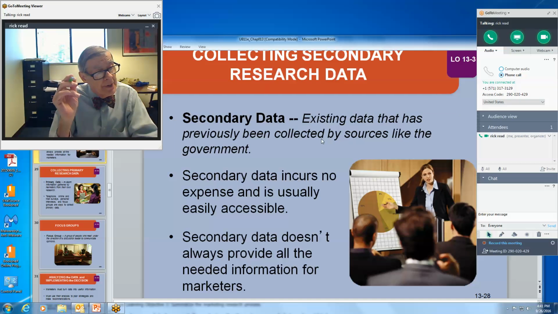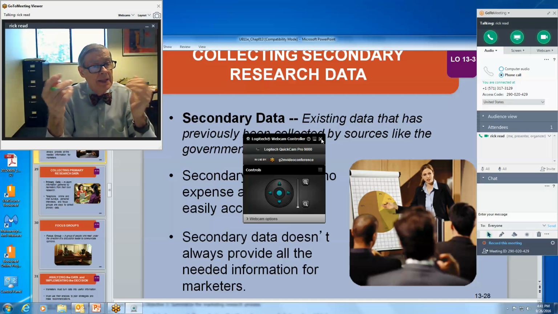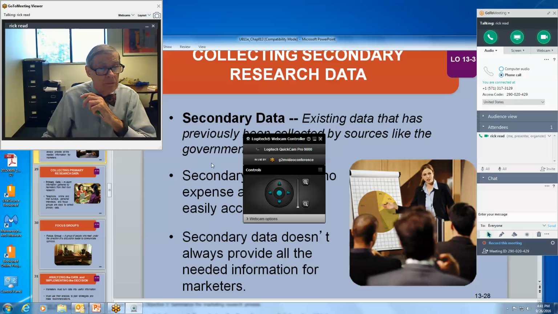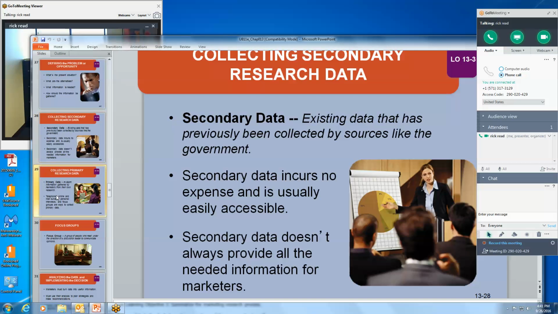Notice also that many times it's free because it's been gathered by government sources, and that access is open to everyone, and therefore it should be used. But again, it's not primary data, and as the last bullet says, and as I mentioned before, it may not give you all the answers that you're looking for, but it's a good place to start.